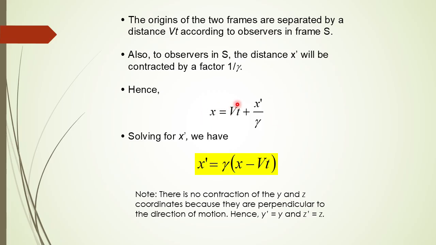So x will be equal to vt, the speed, multiplied by, normally we just add x prime. Now we have to add x prime over gamma because this is the length contracted length of x prime. Now we can make x prime the subject, which gives us the Lorentz transformation. So we make x prime the subject, you have gamma multiplied by x minus vt.